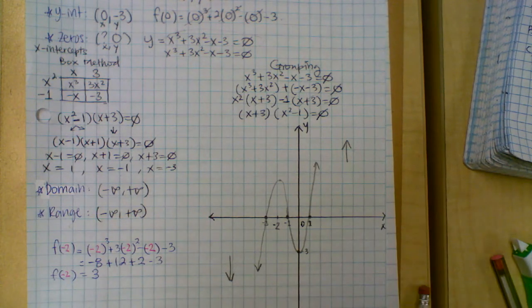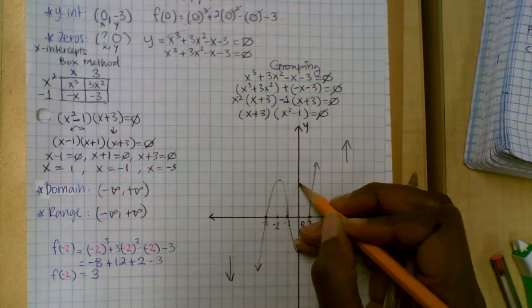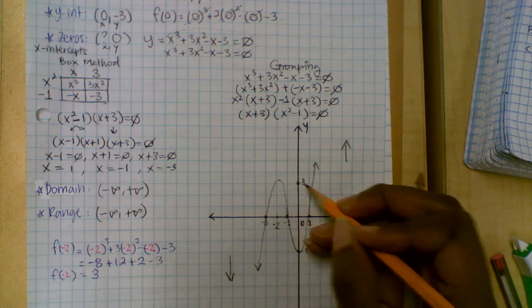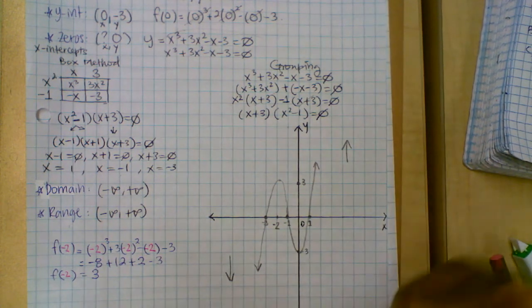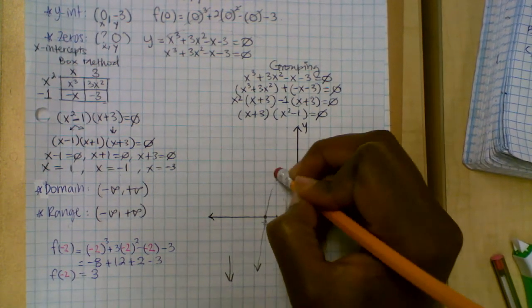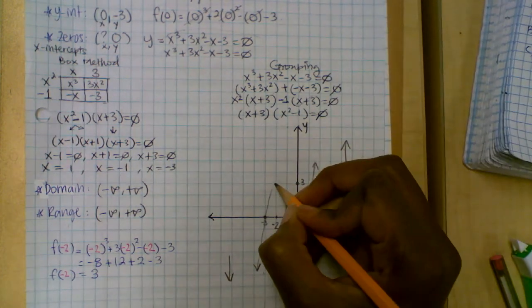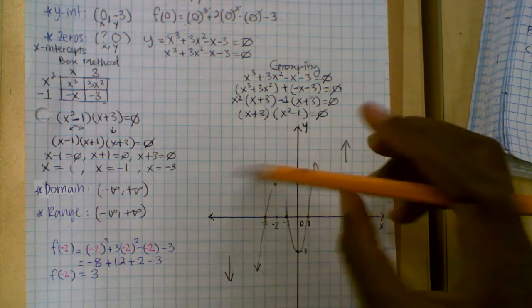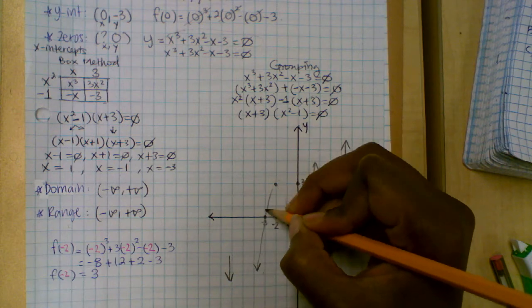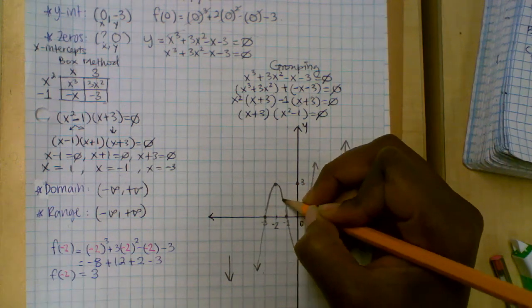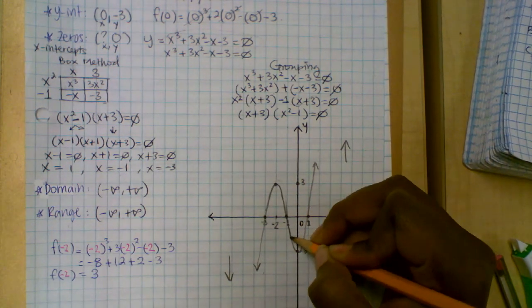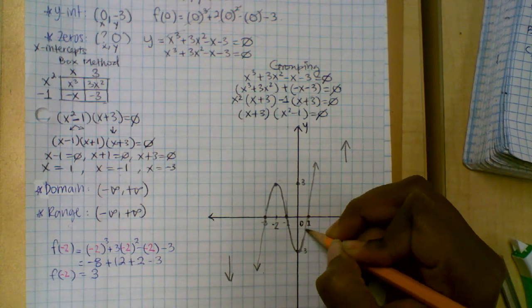And 3 is right here. 1, 2, 3. So I was kind of close. Now to be exact, I can go back and erase and then put the dot here. Negative 2 comma 3 is right here. Then again, now I sketch my polynomial.